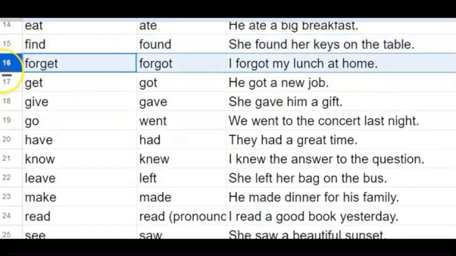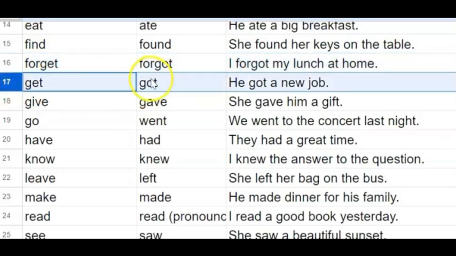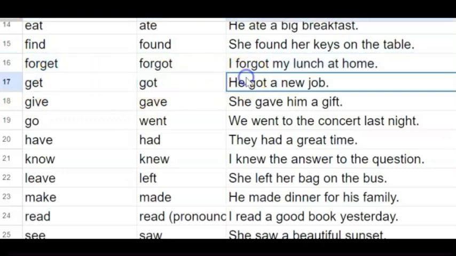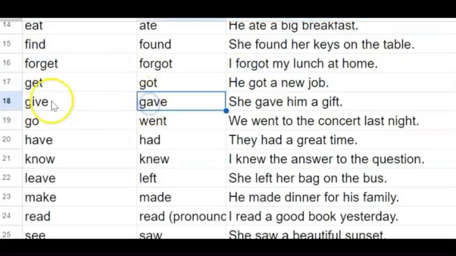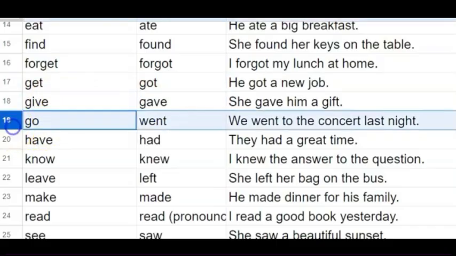Forget turns to forgot. I forgot my lunch at home. She forgot, he forgot, they forgot, we forgot. Get turns to got. He got a new job. They got, we got. Then we have give turns to gave. Past tense, again, irregular past tense. She gave. Go turns to went.